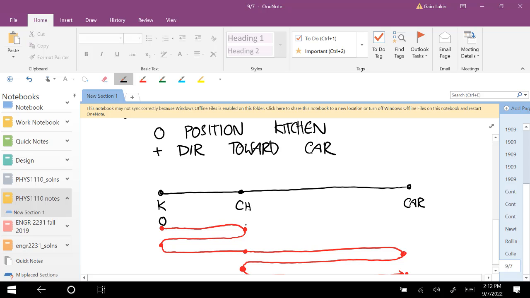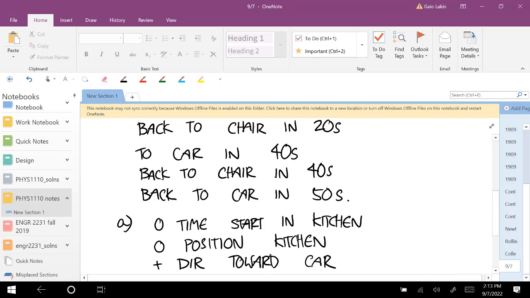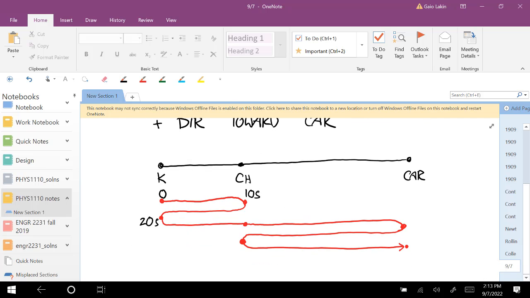say that 0 time is when you turn on a stopwatch. What would the stopwatch say when you first get to the chair here? 10, yep. It takes another 10 seconds to get back to the kitchen. So what would it say at this instant? 20. Then it takes 20 seconds to get back to the chair. So what would this one say? 40.